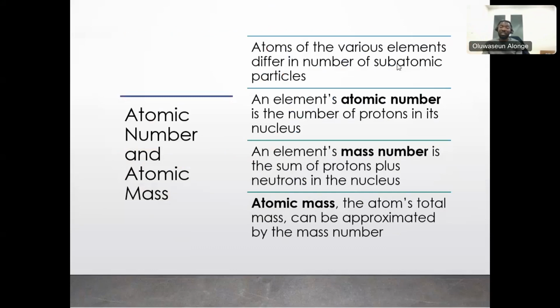Atoms of various elements differ in the number of subatomic particles. We'll talk about that. An element's atomic number is the same as the proton number. So the atomic number is the number of the element on the periodic table, and that is the same as the proton number. Now, when you add neutron plus proton, that becomes atomic mass. Atomic mass, or mass number, is simply proton plus neutron. So atomic mass is the same as mass number.